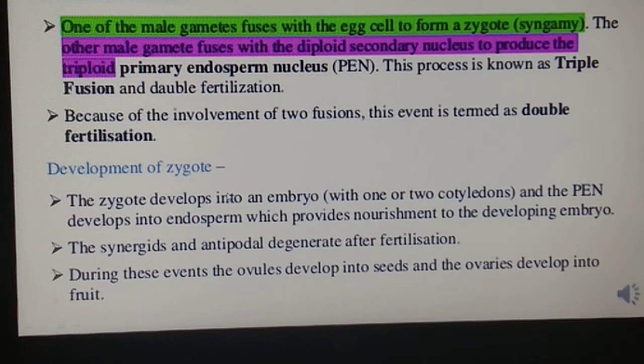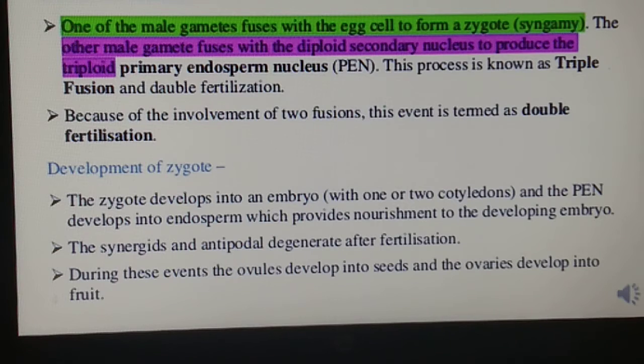So one of the male gametes fuses with the egg cell, which forms the syngamy, and the other male gamete fuses with the diploid secondary nucleus to produce the triploid primary endosperm nucleus, which is also known as PEN. Now this is what double fertilization is.